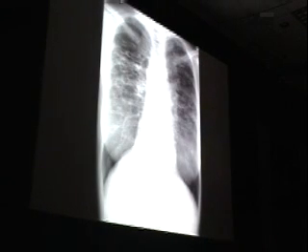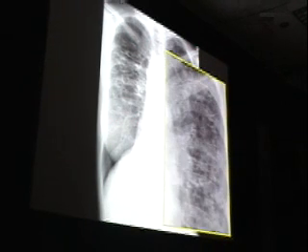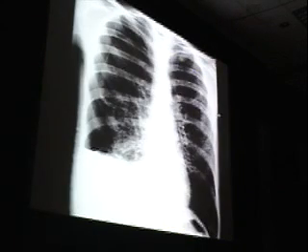It's another similar case. Large lung volumes, reticular nodular pattern. In this case, the cystic component of the disease is a little more prominent. You can see that very well. All right.